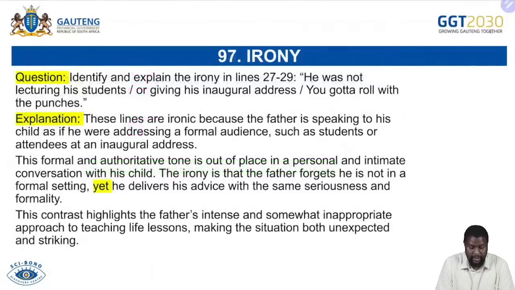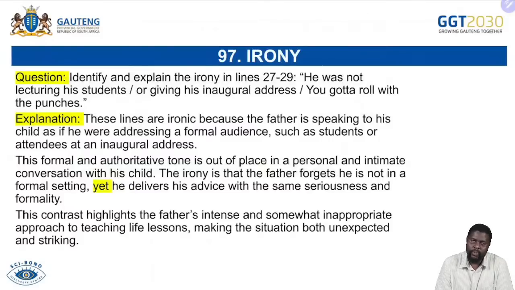You can see the irony here. Identify and explain the irony in lines 27 to 29. Why? He is talking to the child like he's talking to his students. He has forgotten that when you are giving life lessons to a child, it isn't the same as addressing students in a classroom or in an inaugural address. The lines are ironic because the father is speaking to his child as if he were addressing a formal audience.